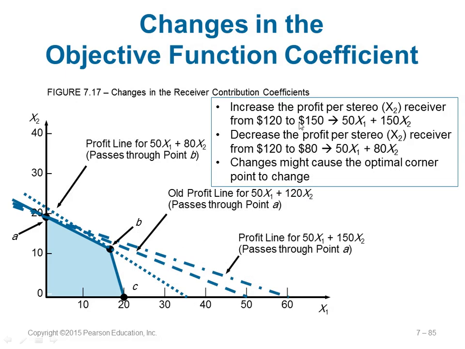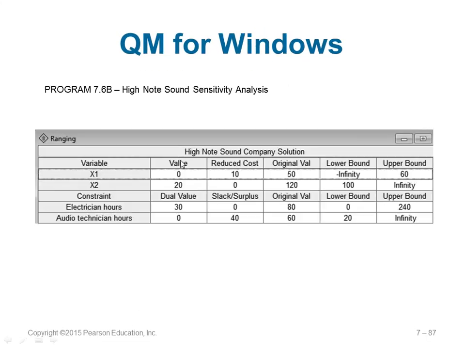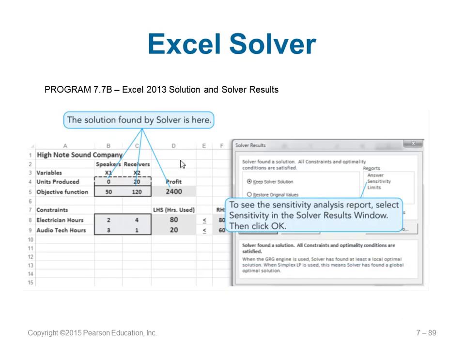Here is an example from the same problem. Let's say we increase the profit of the stereo from 120 to 150, so the equation becomes 50x1 plus 150x2, or you can decrease it to 80. If you change each one of them, you can see it passes through some other point. The old one is A, and if I change it to this, it still maintains A. Even if it becomes 50x1 plus 150x2, it still remains the same, but if I change it to 50x1 plus 80x2, the value changes. These things can be solved using many tools to get an answer.